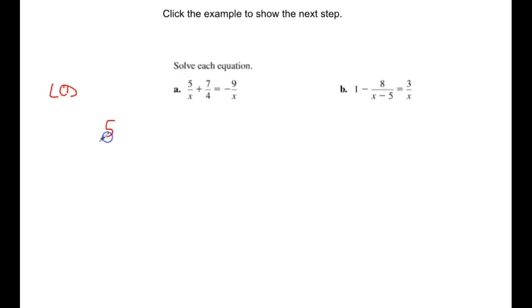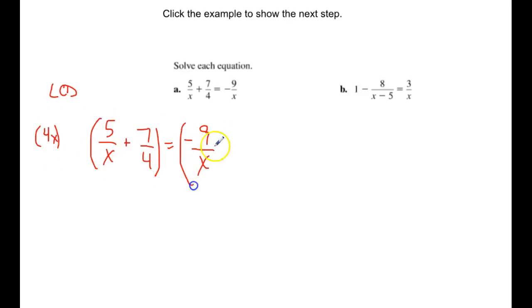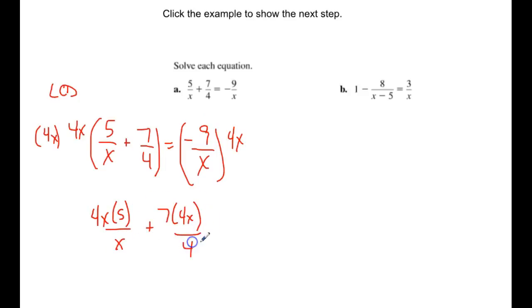So I'm just going to rewrite my equation a little bit larger. Equals a negative 9 over x. So now that I've found that my lowest common denominator is 4x for this, I'm going to multiply both sides of the equation by 4x. Okay, so when I multiply that out, I end up with 4x times 5 divided by x plus 7 times 4x divided by 4 equals a negative 9 times 4x divided by x.